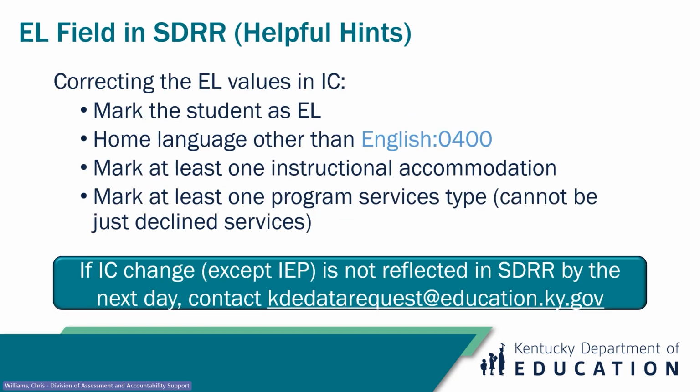Now, let's talk about what happens with your fields for correcting if something is not correct for your English learners. You'd want to make sure that your students are marked as English learners in Infinite Campus. You want to make sure that the home language is something other than English. You also want to make sure that you have marked at least one instructional accommodation on their EL tabs in Infinite Campus, and that they have at least one program services type, and it can't be just declined services.